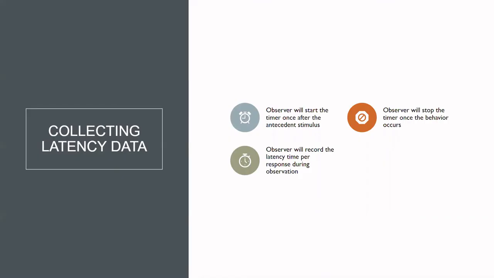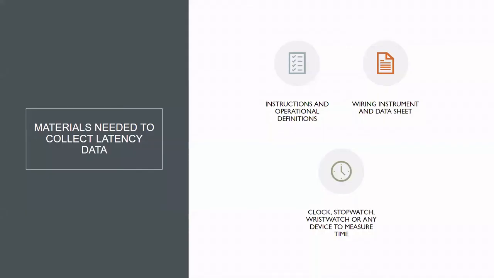When you are recording latency data, the observer will start the timer once after the antecedent stimulus. The observer will stop the timer once the behavior occurs, and the observer will record latency time per response during the observation. When you are collecting latency data, it is important to read any instructions prior to teaching, as well as reading all operational definitions so you're aware of what to observe. A writing instrument and data sheet is again the most important to have ready ahead of time, and a clock, stopwatch, or any type of device to help measure time.